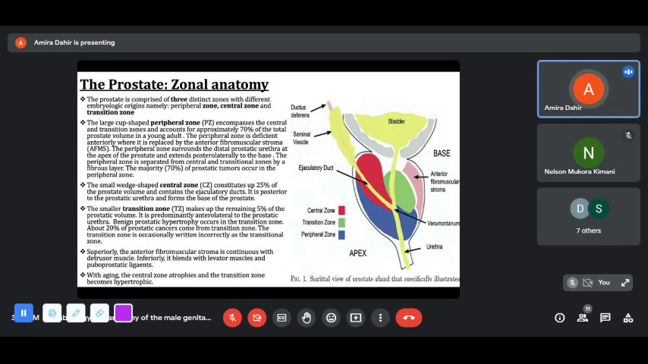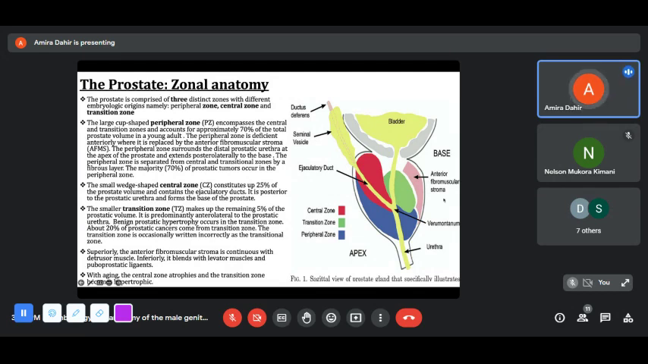Now, the prostate has zones. We can briefly touch upon the zonal anatomy. The prostate is comprised of 3 distinct zones with different embryologic origins. These zones are mainly the peripheral zone, the central zone, and the transition zone. So we have the peripheral zone here, the central zone here, and the transition zone here.